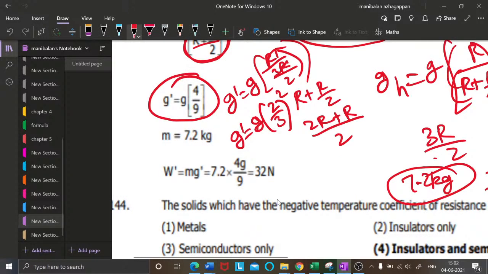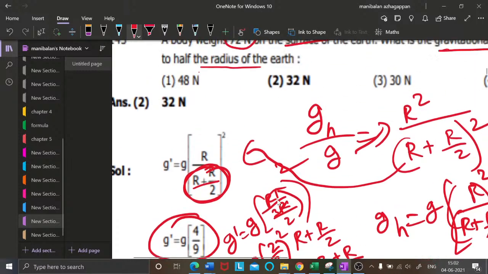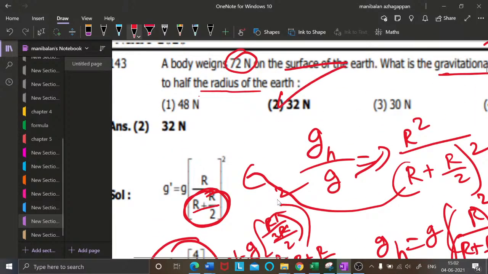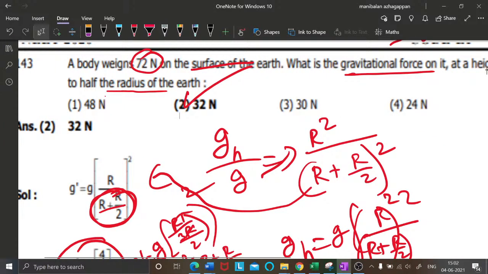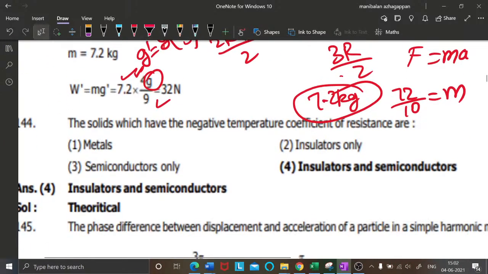So g is 9.8. That is 9.8 into 4 into 7.2 divided by 9. So we'll get 32 Newton. The answer is going to be 32 Newton. So we found the answer. Next question we are going to.